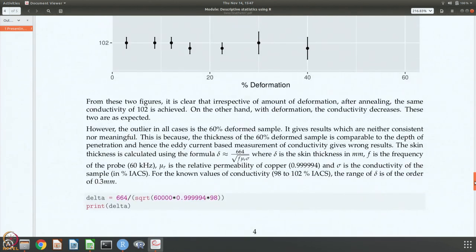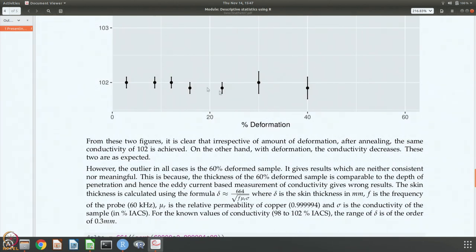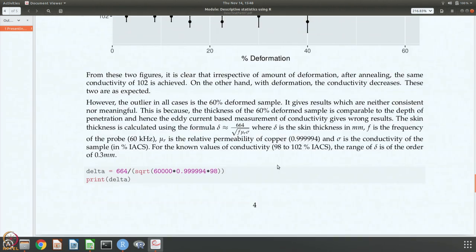Like we mentioned, and one has to, so here this is clearer. So the data is somewhere here, and one should consider this to be a straight line. There is a little bit of deviation here, maybe it is like this. So it's a straight line with small deviation here, okay. So why is the 60% deformed sample showing a different value? Like I mentioned, it is because of this.